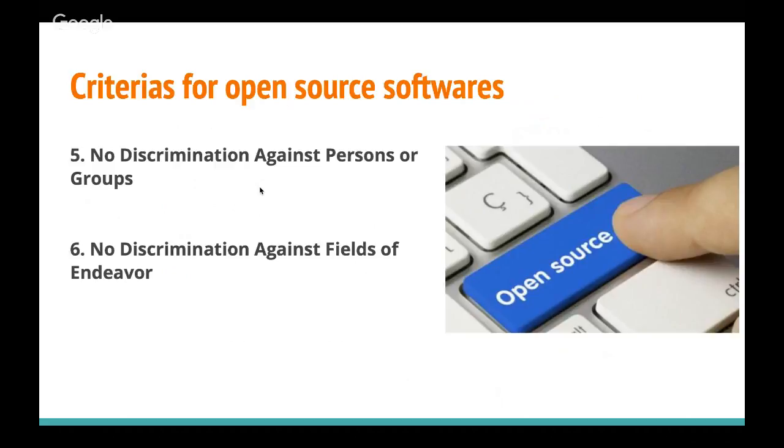The sixth one is no discrimination against fields of endeavor. The license must not prohibit anyone from using a program in any specific field of endeavor. It would not limit the program from being used in business or in genetic research. The major intention of the term is to allow open source to be used commercially. We want commercial users to join the community, not be excluded from it.